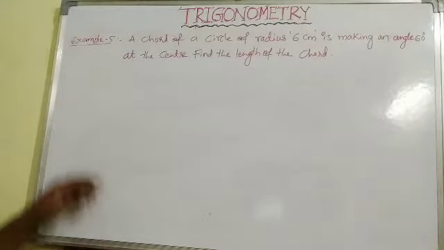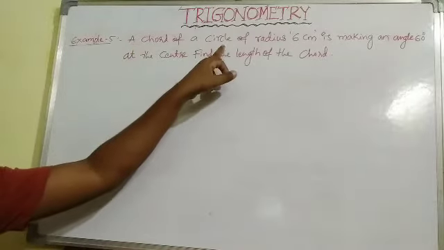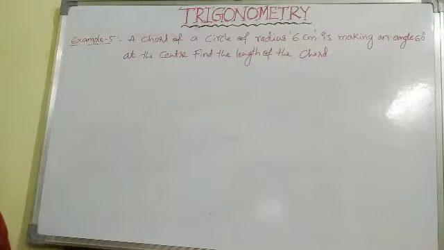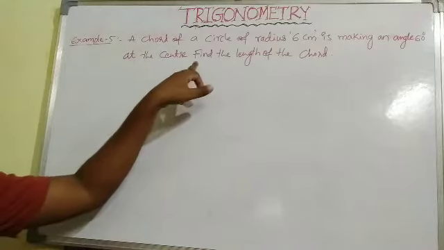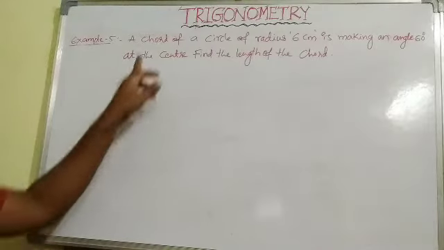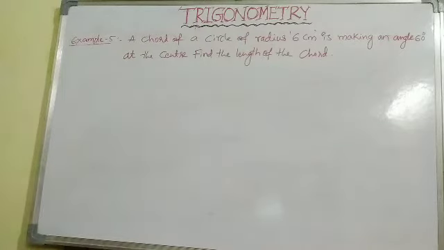Next, let us see example number 5. A chord of a circle of radius 6 centimeters is making an angle of 60 degrees at the center. Find the length of the chord. So here one chord of a circle is there. The radius of the circle is 6 centimeters, and that chord is making an angle of 60 degrees at the center. Then we have to find the length of the chord.